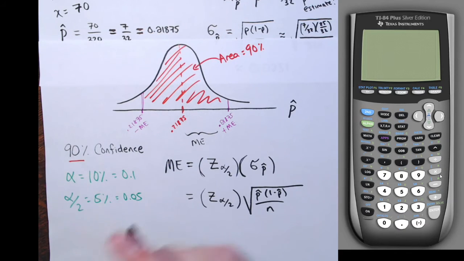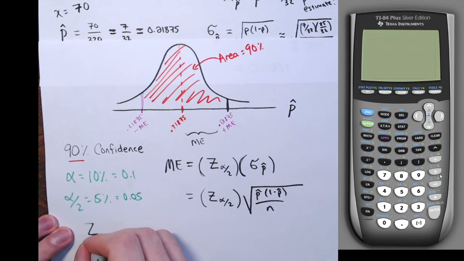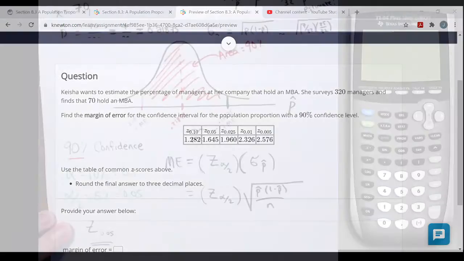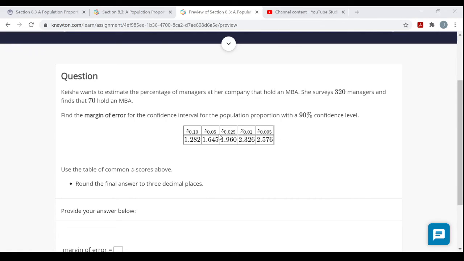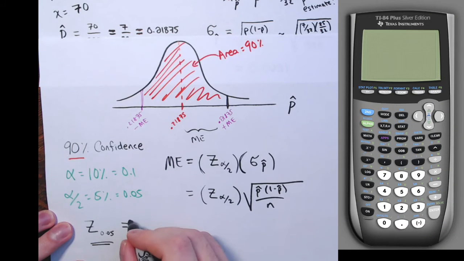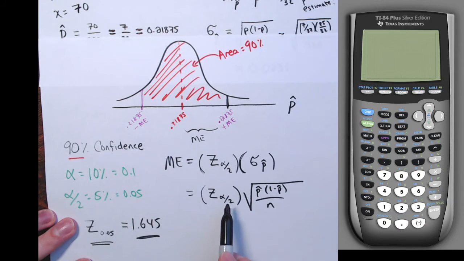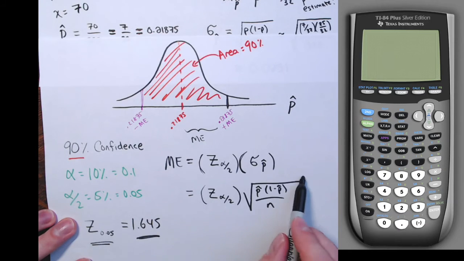So the z-score of this upper value has 5% above it. So we're looking for this value right here. What's the z-score with 5% above it? Now you can find this a couple ways, but they're asking us to use the chart. They gave us a little chart with some special z-scores on it. And the z-score with 5% above it is 1.645. All this means is that this upper value and this lower value of the confidence interval are 1.645 standard deviations above the mean and below the mean. And that 1.645 standard deviations is the margin of error.